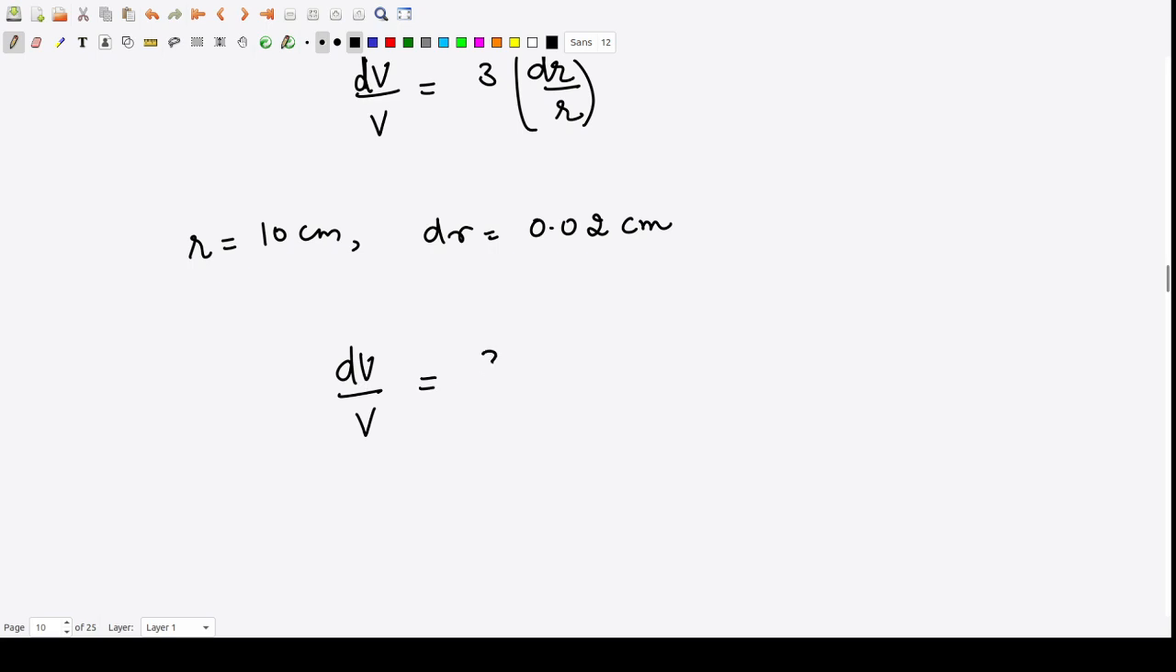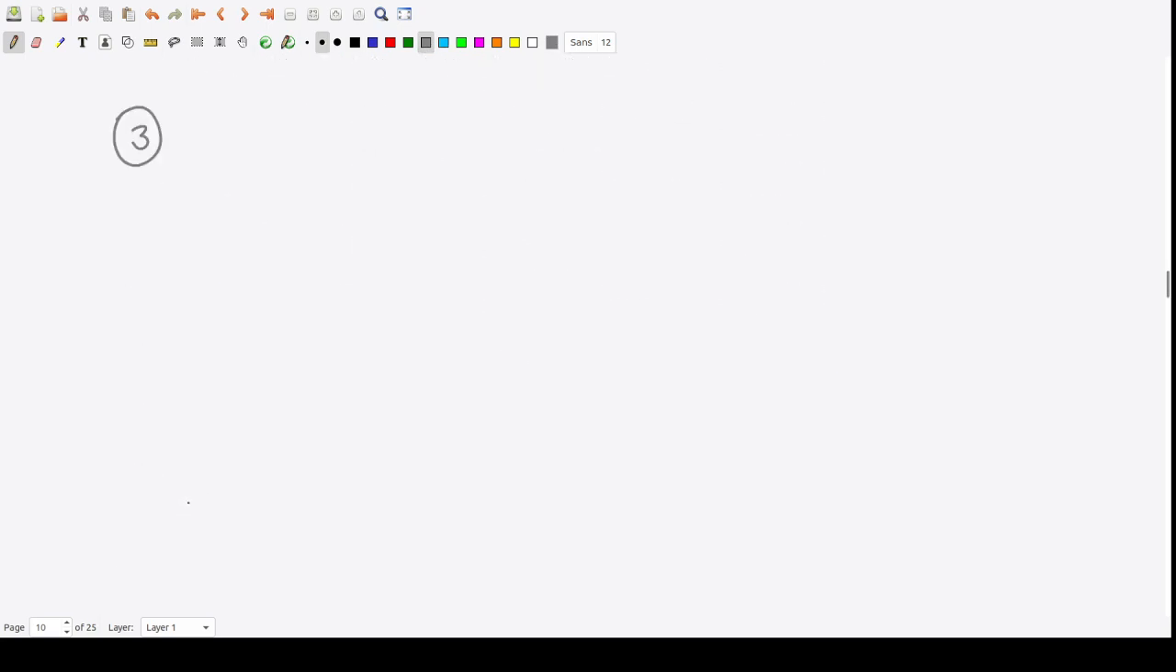So this would be 3 into 0.02 divided by 10. So the answer is 0.006, without any units here. You do not put any units because this is the relative error. So this is your answer. Okay. So now let us move on to the next question.